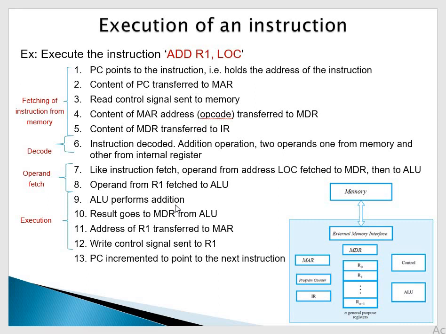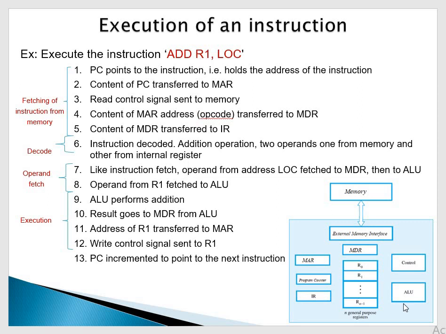It will add the two received operands, one from R1, another from the memory whose location was LOC, and will give the result. Once the result is ready, as per the need of the instruction, the execution unit will send it to the MDR. Once the result goes to the MDR, that result will move to R1, as the location to store the result is also R1.